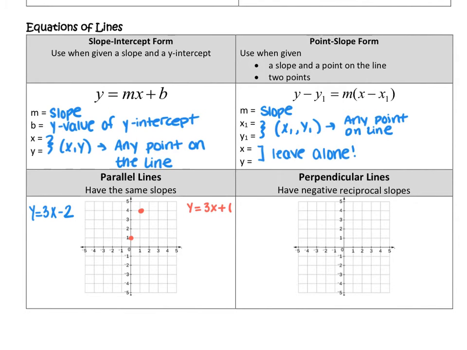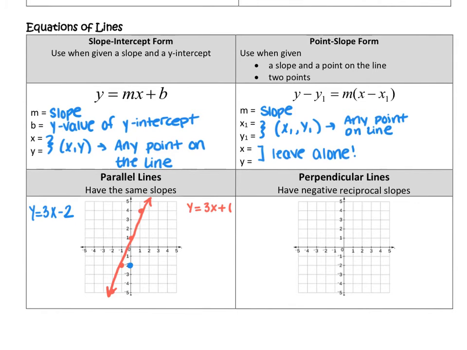And then we're going to have to go in the other direction now. So we're going to go down 3, left 1, down 3, left 1. And we connect, and that is our red line. Now, if we're focusing on this blue line, we're going to start at our y-intercept of -2, which is here.